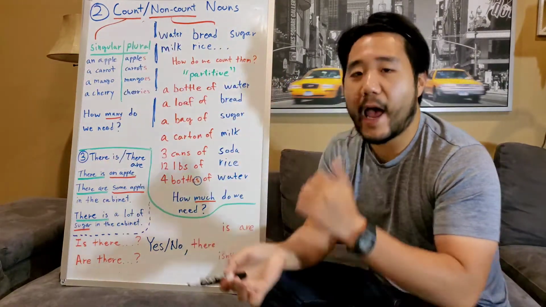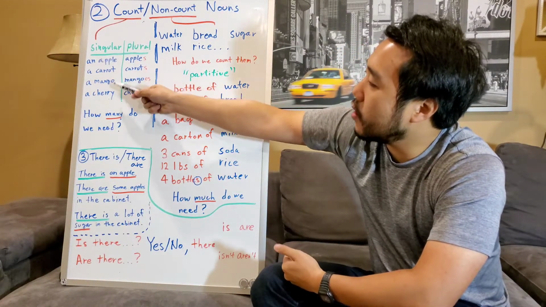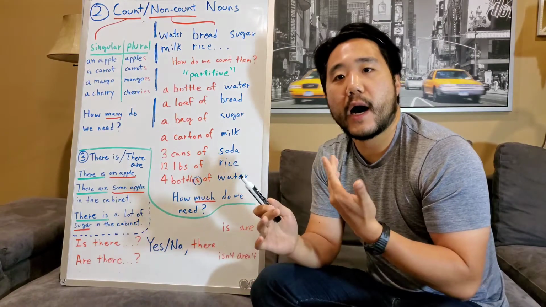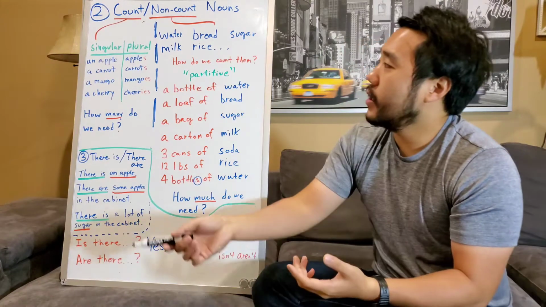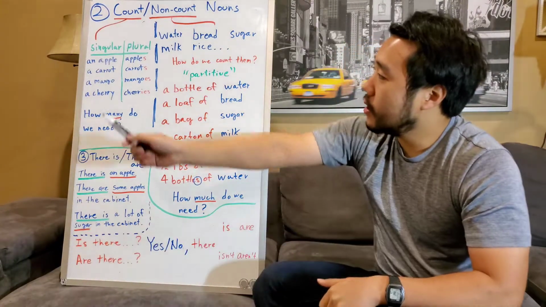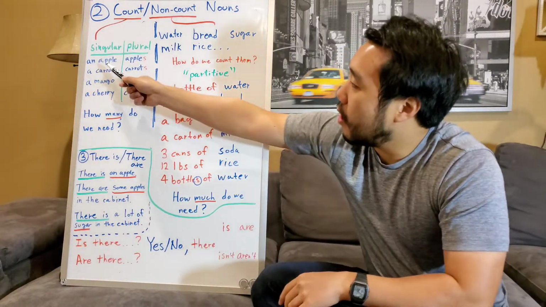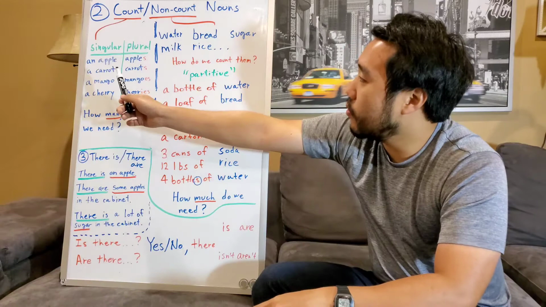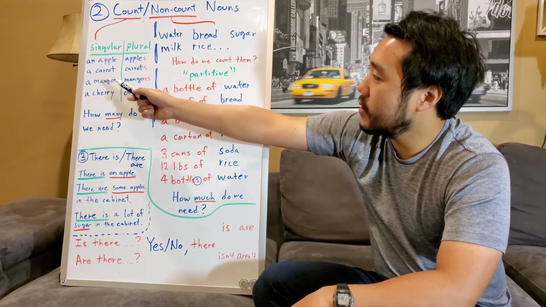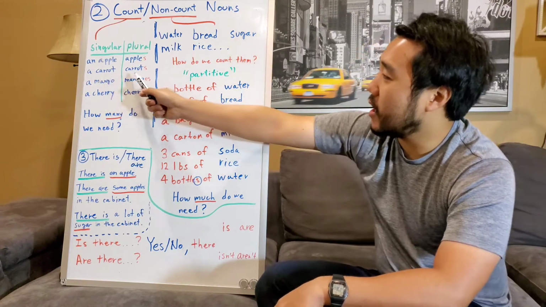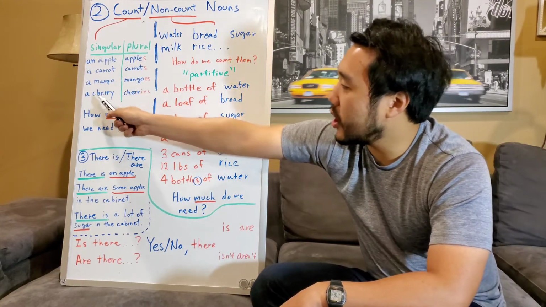So singular: an apple, a carrot, a mango, a cherry. Those are items that we can count, right? And then there can be more than one. If they're plural, we add a letter S. An apple is one thing. If we want more than one apple, it's apples. Same thing with carrot: a carrot and carrots. A mango, mangoes. A cherry and cherries.